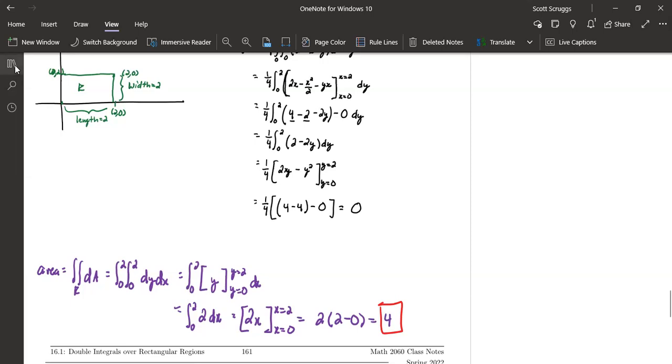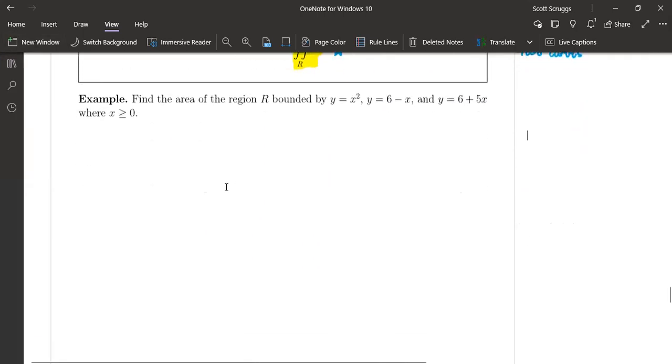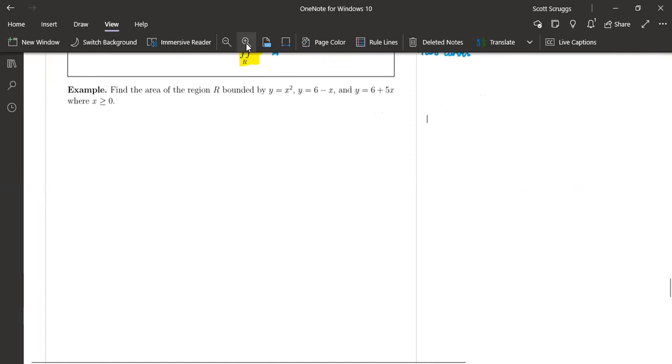So now that we have this general equation, let's see how it works for taking the area of a general region. Let's try that with this example, where our goal is to find the area of the region formed by the curves y equals x squared, y equals 6 minus x, and y equals 6 plus 5x, where I am told from the very beginning that x is non-negative. So my advice before we continue is let's go ahead and sketch what this region looks like.